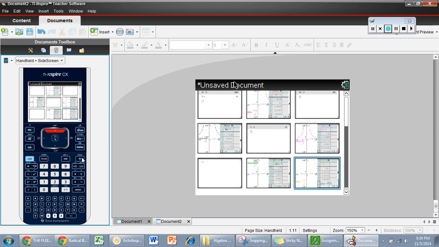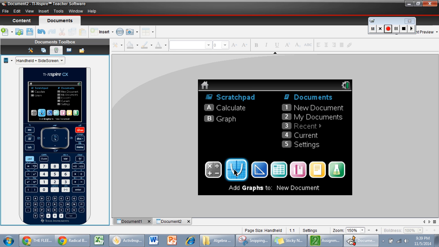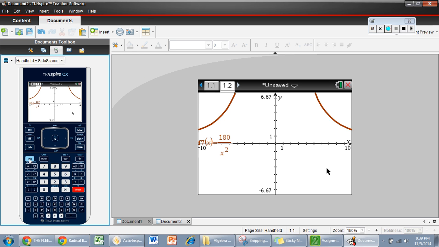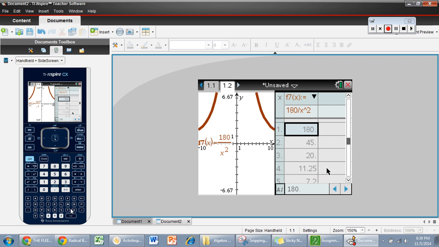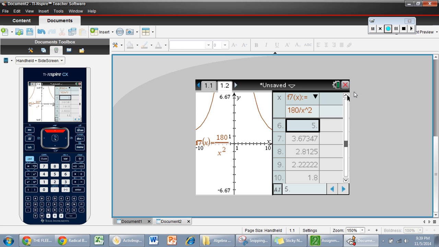I'm going to clear out some of my calculator screens here. And we're talking about 180. And we're going to take the square root of that. So we're going to divide by x squared. Control T. And let's scroll down to find our decimal beginning with a 0. There it is. We're now going to scroll backwards till we find the first occurrence of a whole number, and there it is. 6 on the outside, 5 on the inside.